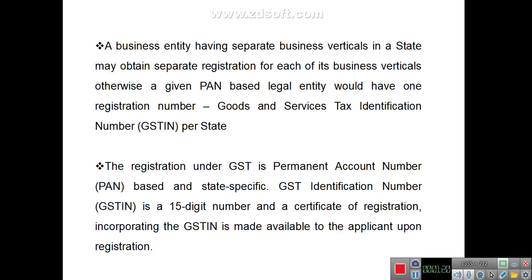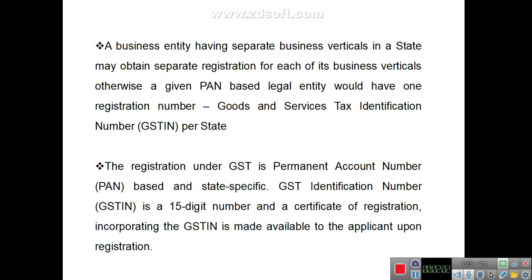Another case is where a business entity having separate business verticals in a state may obtain separate registration for each of its business verticals. Otherwise, a given PAN-based legal entity would have one registration number. So, if any business entity has separate business verticals, meaning they have diversified businesses within a state, in that case they may obtain a separate registration for each of its business verticals. Otherwise, they can use a single GSTIN number for all of its business.